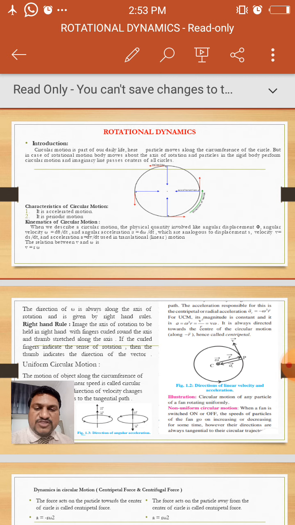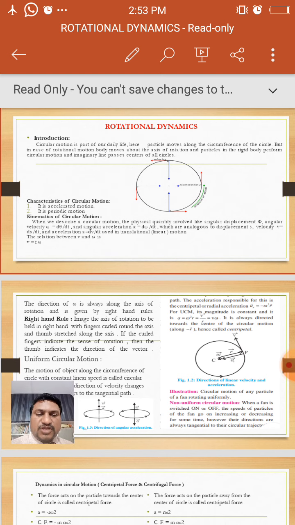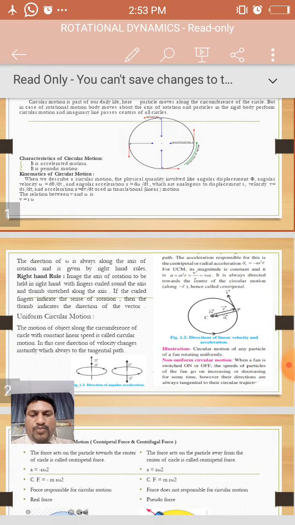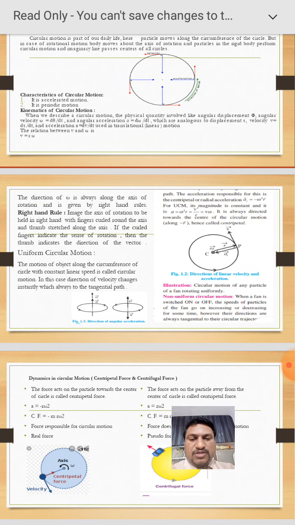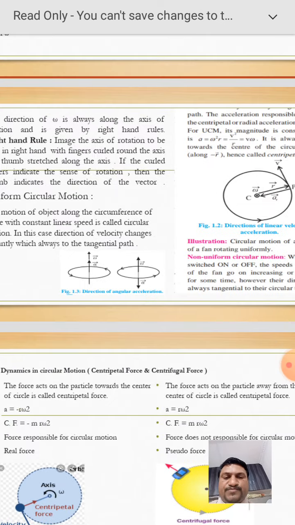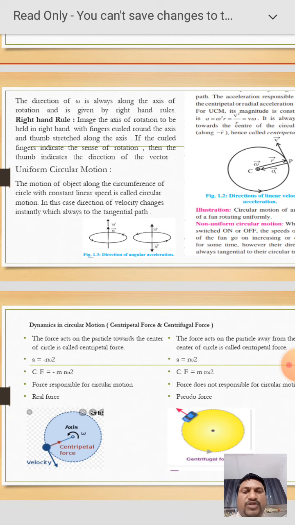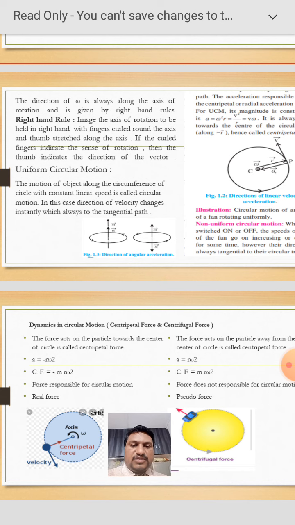Here the speed of the object is variable, so it is a non-uniform circular motion. Now let us discuss another topic, the dynamics of circular motion. In the dynamics of circular motion, we see two types of force. One is the centripetal force and the other is the centrifugal force.